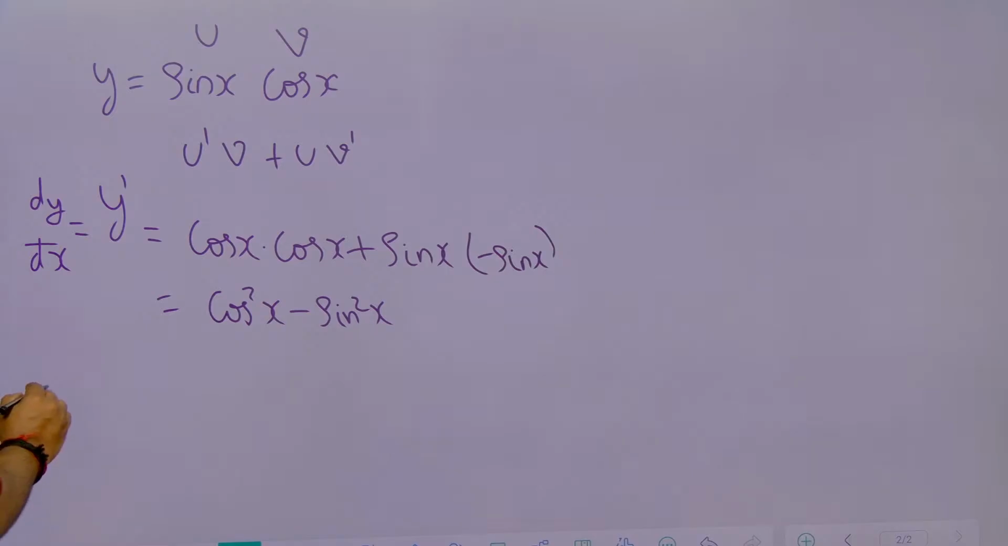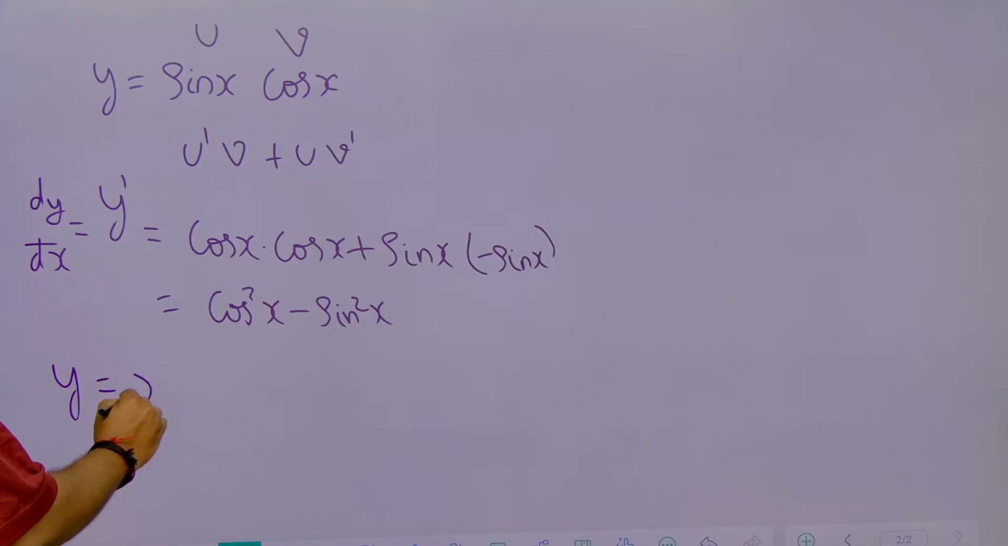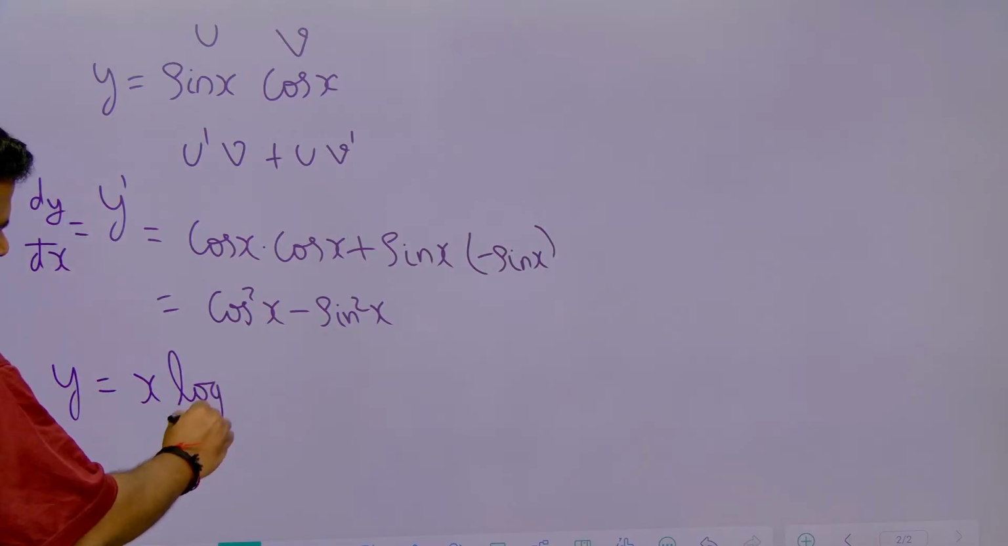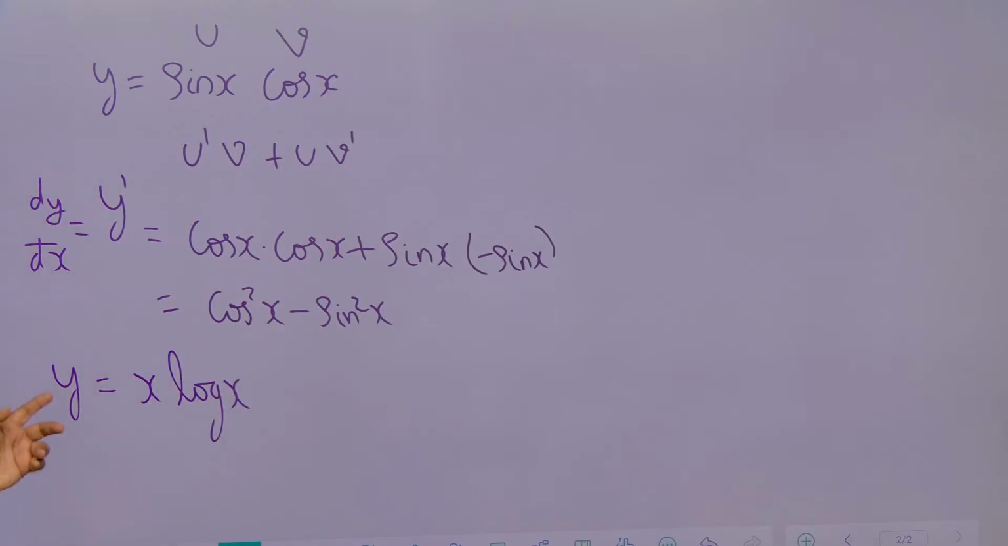Now one more question. If I have x log x, now what are the two functions, there are two functions. x is one function, log x is another function. x is a polynomial function, log x is a logarithmic function. So we have to differentiate both. How will you do it, there is a combination of two functions separated by multiplication.